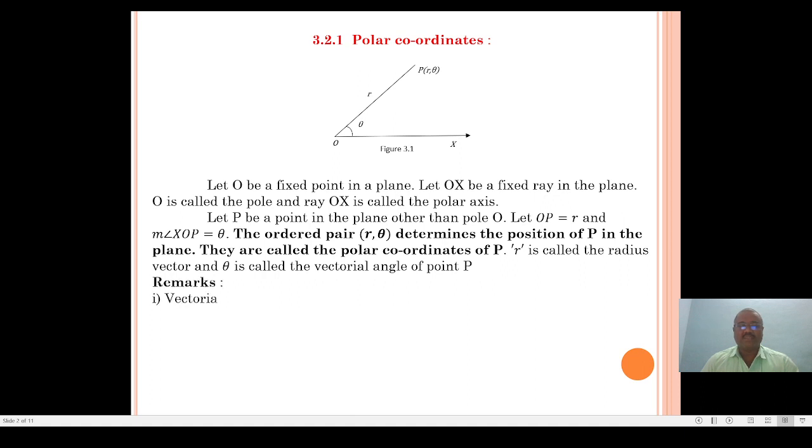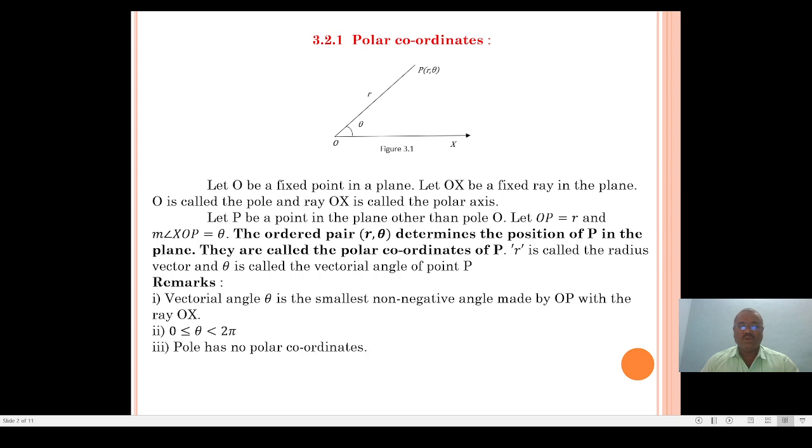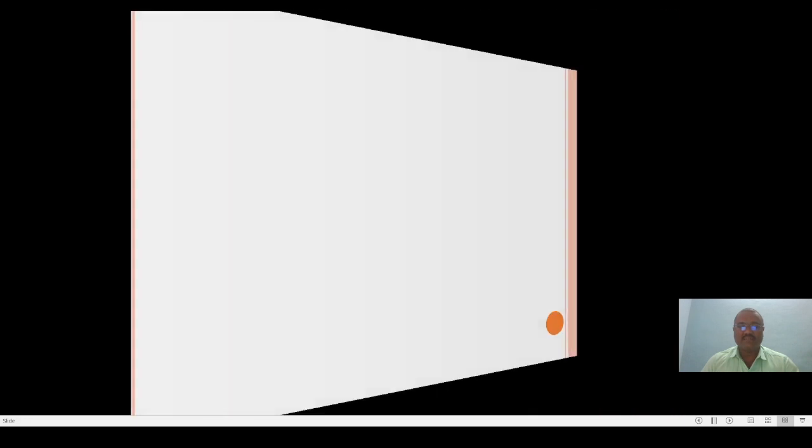See remarks. Vectorial angle theta is the smallest non-negative angle made by OP with the ray OX, and angle theta lies between 0 to 2 pi. The pole has no polar coordinates. That is, the fixed point O is a pole and O has no polar coordinates.